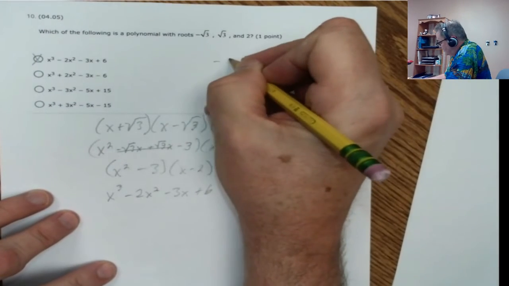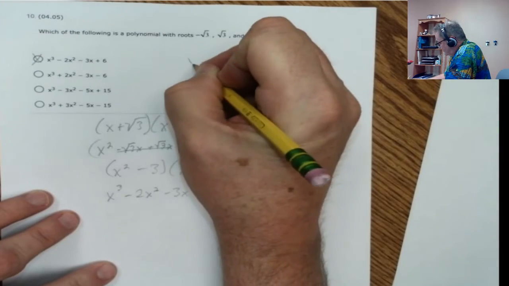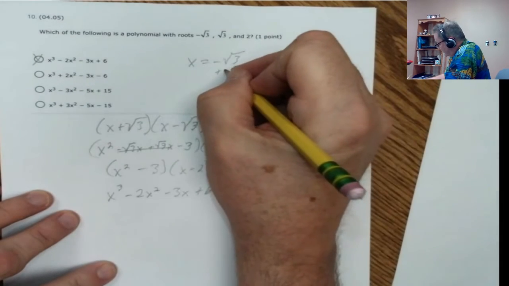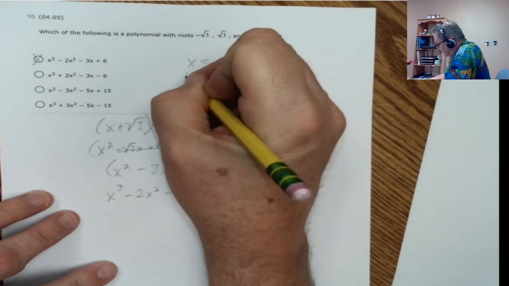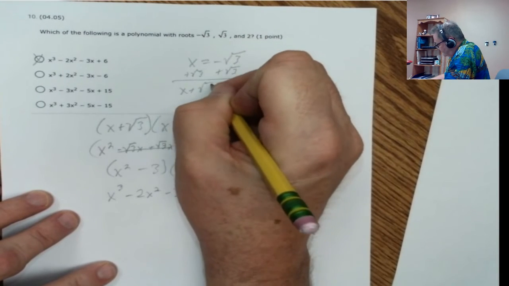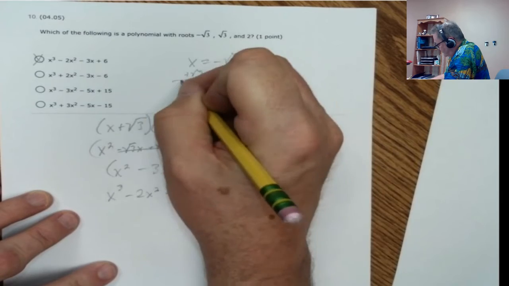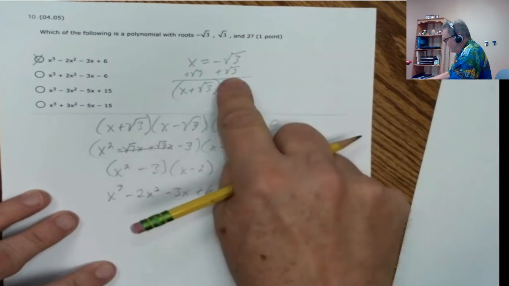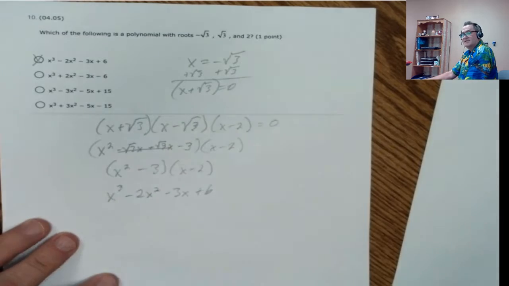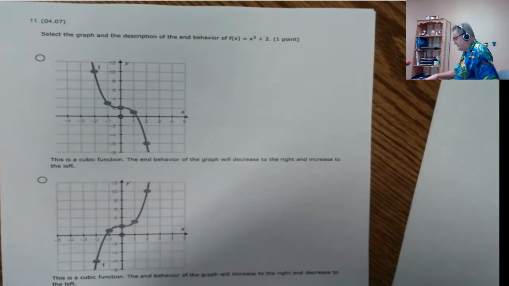Since if that's a root, negative square root of 3 would be x. If I want it to be a factor, I just add square root of 3 to each side. Then I've got x plus the square root of 3 equals 0. That's where I got that factor from. I went backwards. I set it equal to that, moved it to the same side as the x, and that becomes the factor.